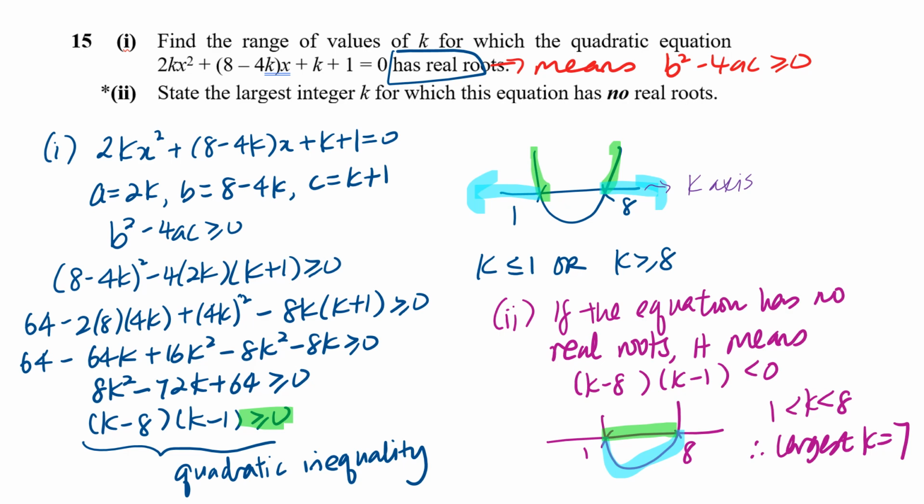Right, so how do you know the largest value is 7? If you were to draw the number line here, the biggest integer value for k will be 7.